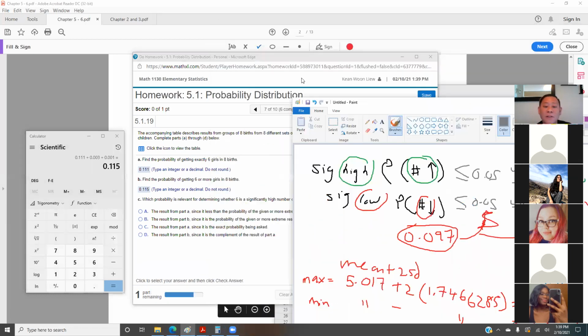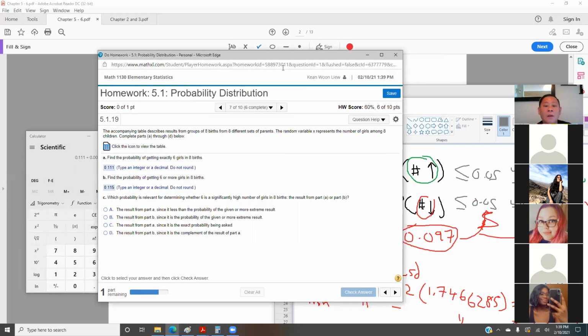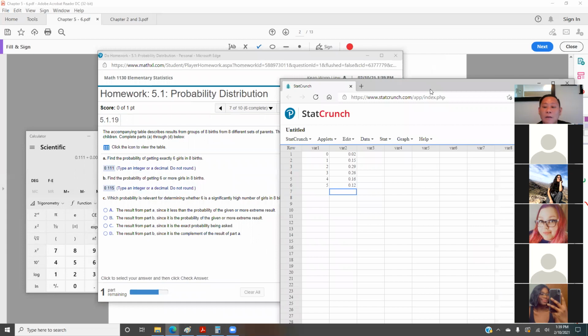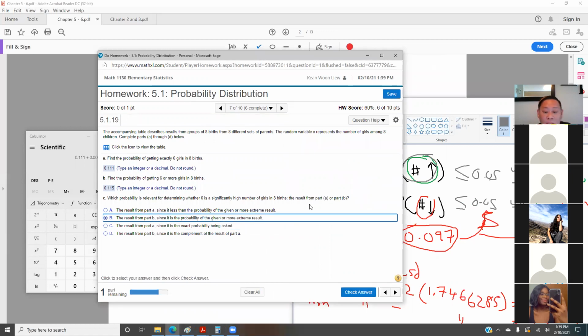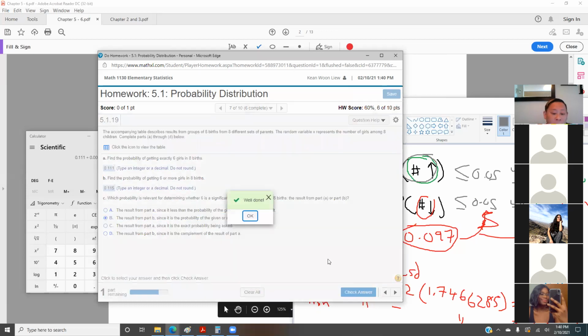Remember last time when I asked you for significantly high, are we using the answer in part A, which is exactly 6, or the answer in part B, 6 or more? B, because significantly high is always that number or more. So that's why it is part B, because it is a probability of the given or more extreme result. Yeah, it's part B. Our answer is B in this case.